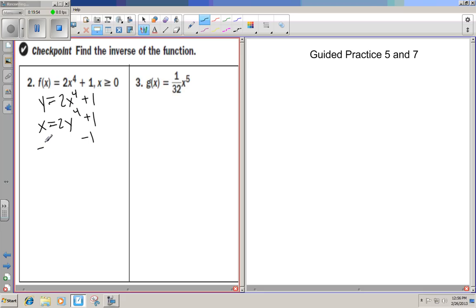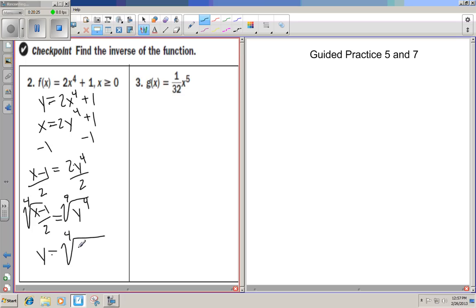So minus 1, x minus 1 equals 2y to the 4th. Get rid of this multiplication. So now we've got x minus 1 over 2 equals y to the fourth. And now fourth root. So y equals the fourth root of x minus 1 over 2.